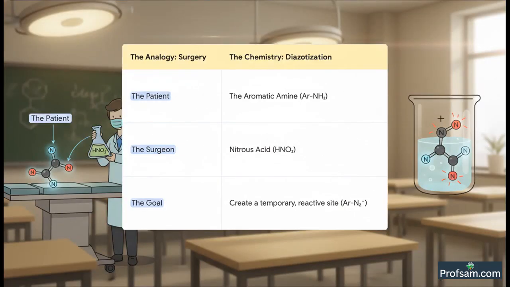Just think of diazotization as a kind of molecular surgery. Our patient is the stable aromatic amine. The surgeon performing the operation is the nitrous acid. And what's the goal of this surgery? It's not to fix something permanently, no. The goal is just to create a temporary but highly reactive site on the molecule. This site, the diazonium group, gets the molecule ready for the next operation, which is making those wonderful colors.